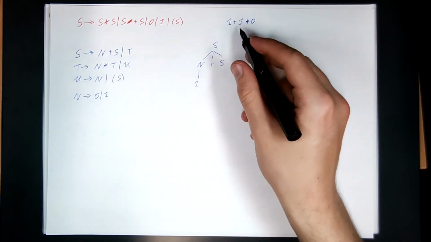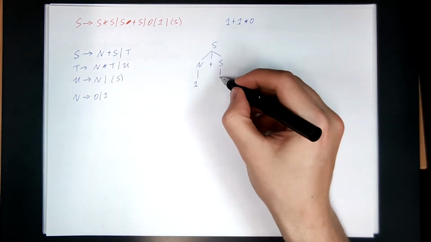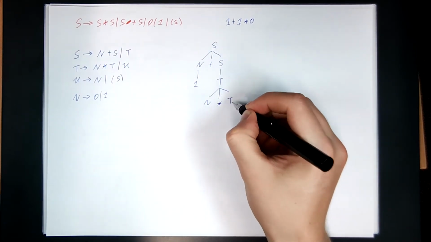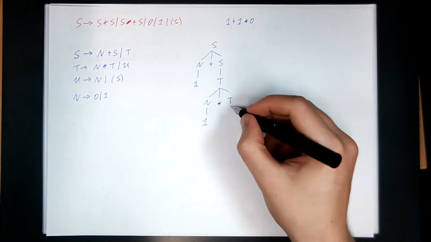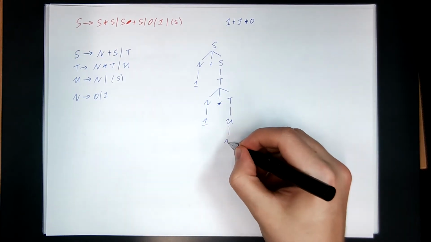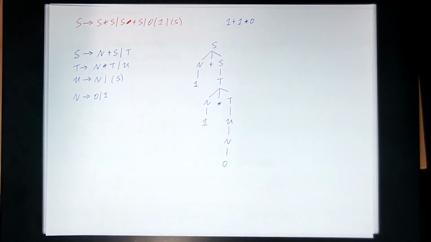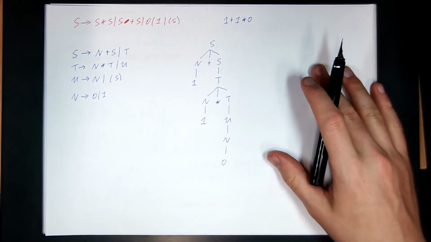I want to evaluate this S. I want a multiplication, so, well, I can't get a multiplication directly. I'm going to have to go through T first, and then add the multiplication. And then this N is going to go to a 1. And then I don't want any more operators, so I want to send this T to a number. So T can go to U, U can go to N, and then N can go to 0. So here, the parse tree is unambiguous, and also it enforces order of operations. It enforces that multiplication binds tighter than addition.